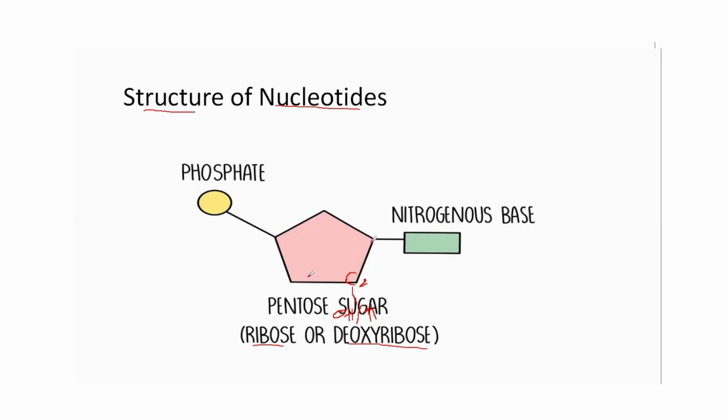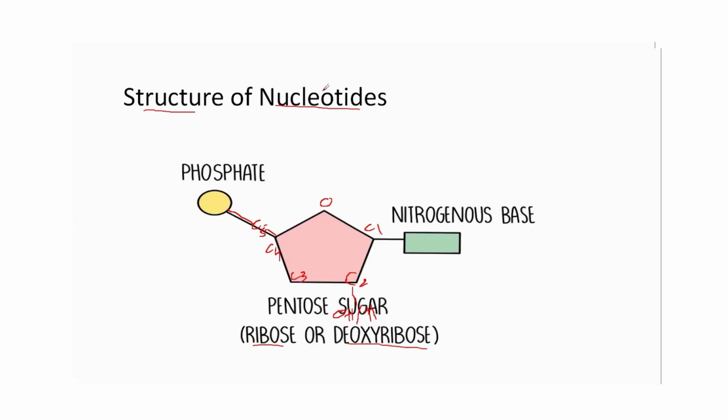Okay, now this is C1 over here, C2, C3, C4, and here we're going to have C5 attached. Here's going to be the oxygen. Now with the C5, we have a phosphate group attached to it. So phosphate is essentially attached to the C5 carbon of the pentose sugar over here. So whenever I'm talking about nucleotides, the pentose sugar is going to be ribose or deoxyribose, with a nitrogenous base at C1 and a phosphate group at C5.